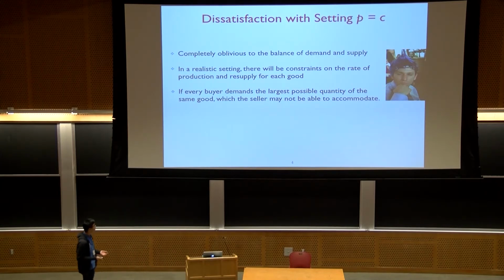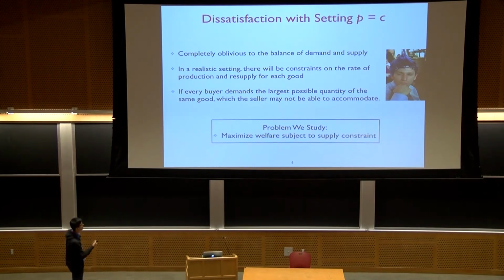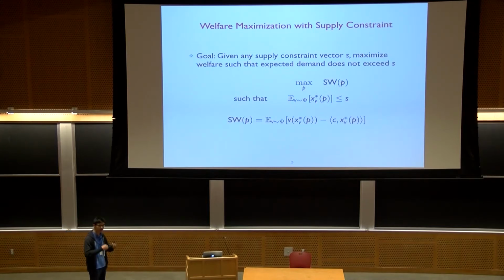So a more sophisticated version of the problem we consider here is to maximize the welfare subject to a supply constraint. More formally, given any supply constraint vector S, we would like to find a price vector p to maximize the social welfare such that the expected demand by the buyer is no more than S. Just to remind you, the welfare is defined as before. So this is the problem we want to study here.